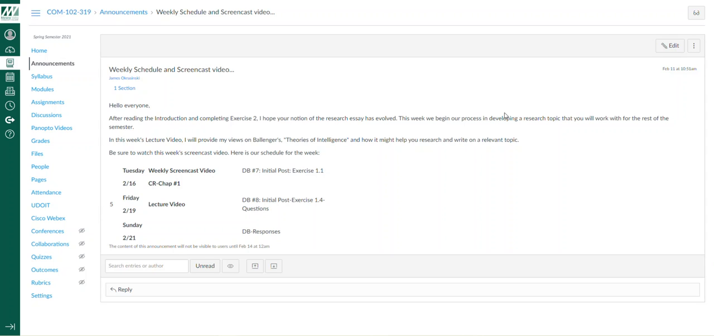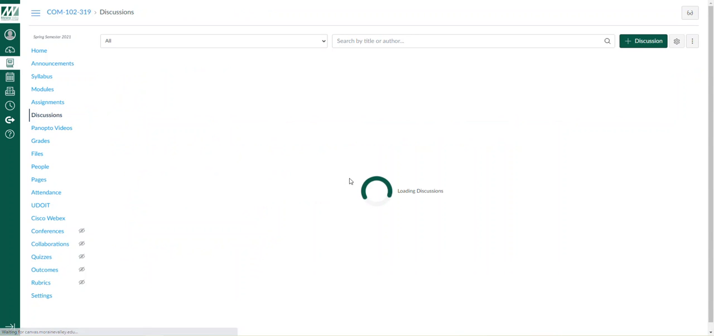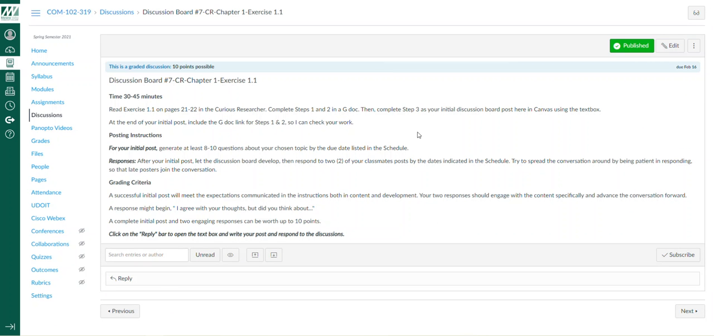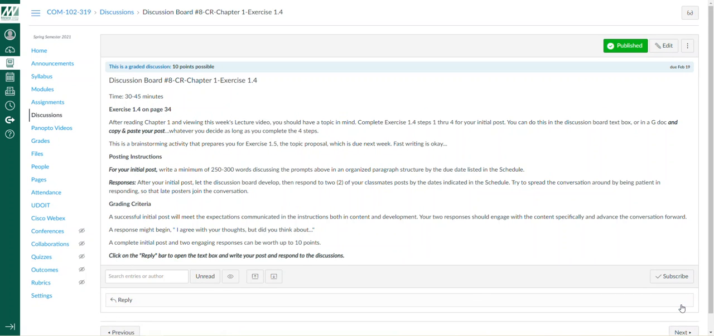As I say here in the schedule, we do have discussion boards 7 and 8. They're pretty straightforward. Discussion board number 7 is exercise 1.1 in the textbook. I want you to read the instructions clearly and look at the textbook. If you have any questions, please send me an email. Also, discussion board number 8 is exercise 1.4. This is hopefully due on Friday.